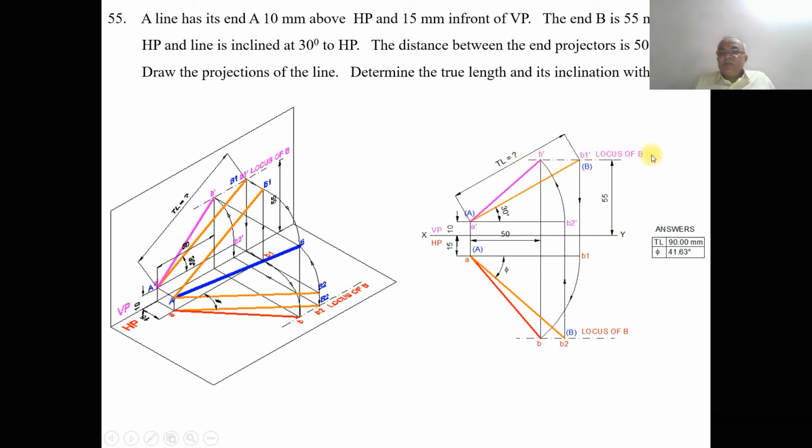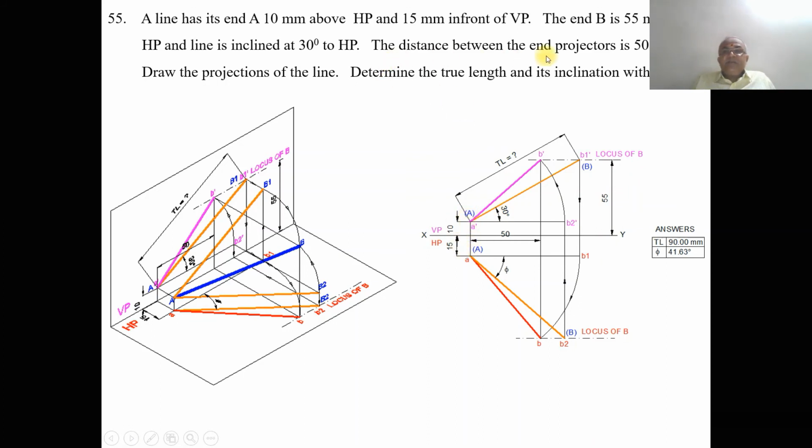So this is going to be the locus of B, and you mark this as locus of B in the front view. With A dash as center, using the protractor, you measure an angle of 30 degrees, because the line is inclined at 30 degrees to HP. So draw an inclined line at 30 degrees such that it cuts the locus of B in the front view here. You mark this point as B1 dash. Since it is the true length, you mark this as capital B and capital A.